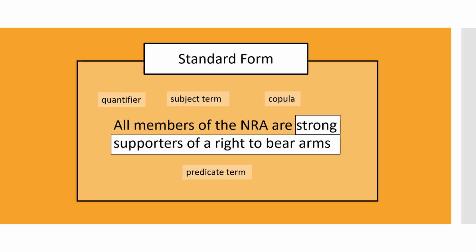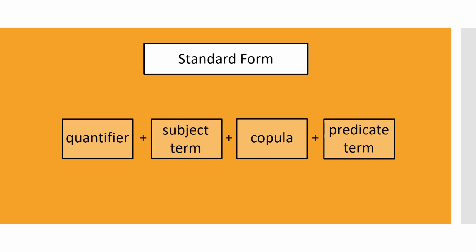So in standard form, a categorical proposition will always have a quantifier, a subject term, a copula, and a predicate term. This formula is very important, and it's one you need to memorize. Quantifier, subject term, copula, predicate term, every time in that particular order. Standard form will have this basic formula.